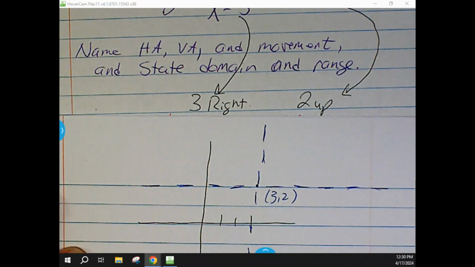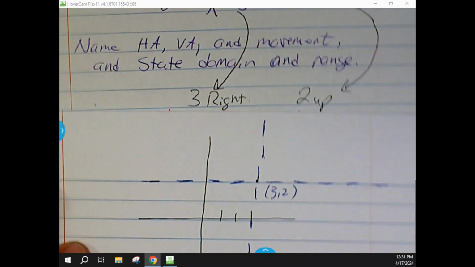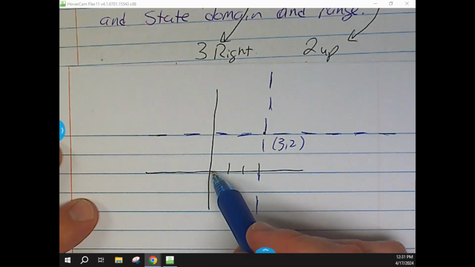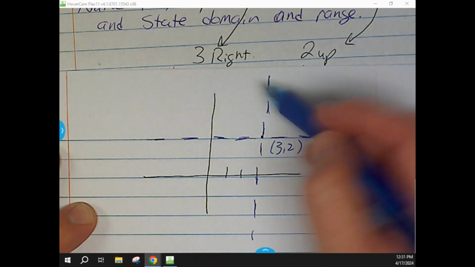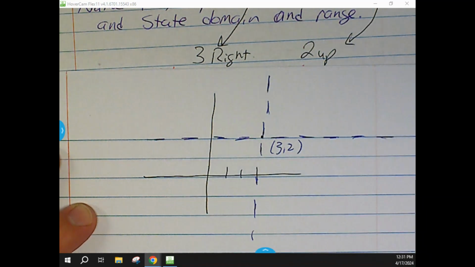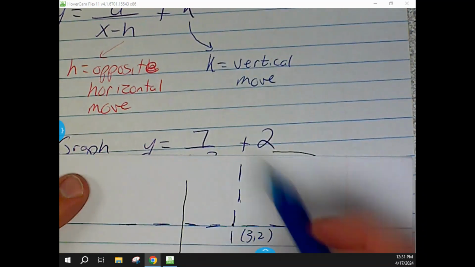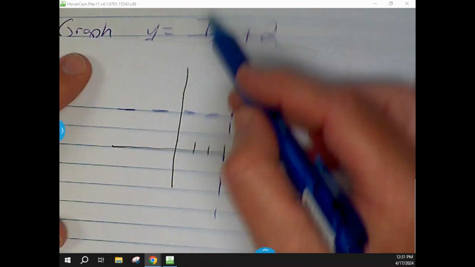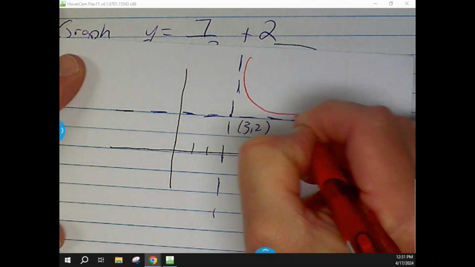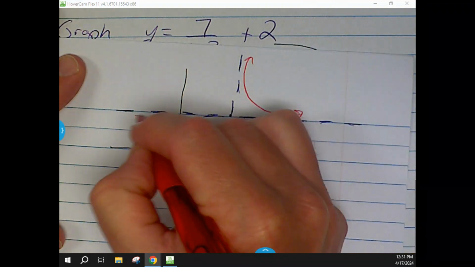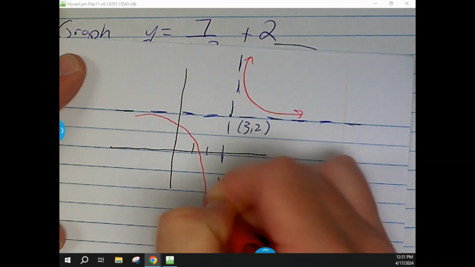So again, instead of starting at 0, 0, you're going to go 3 spaces right, 2 spaces up, and then you're going to draw basically an X or a T through that point. Draw a vertical line, horizontal line. And then the only other thing you're going to do, since this top number up here was positive, we're going to put it there, and we're going to put it there.